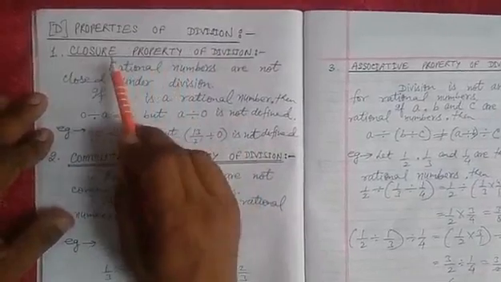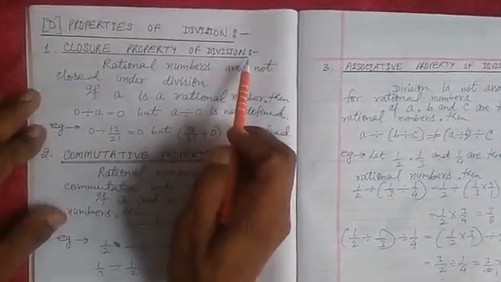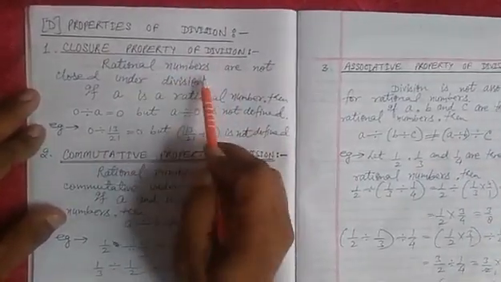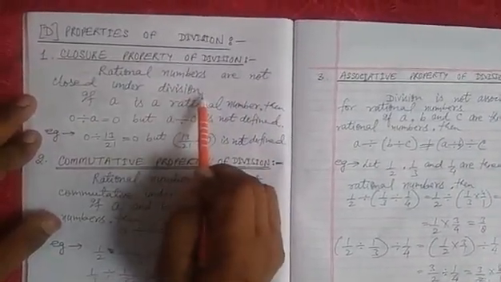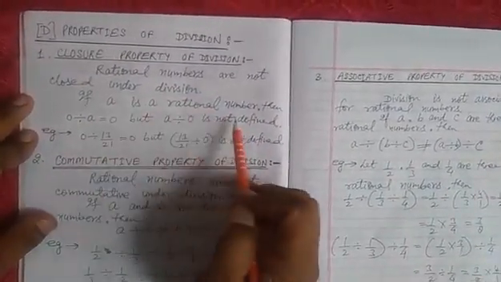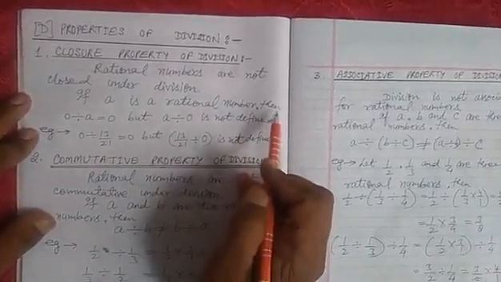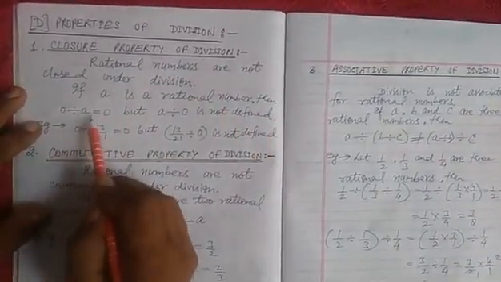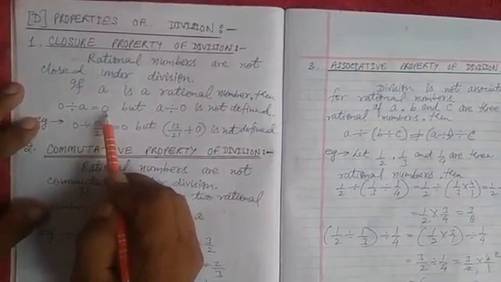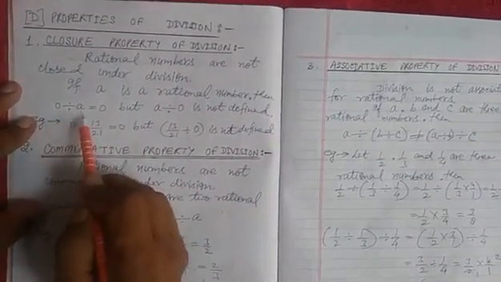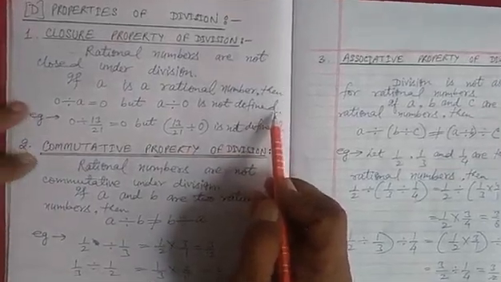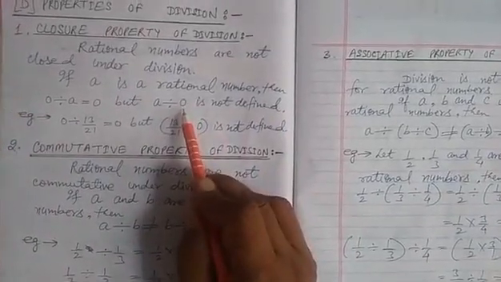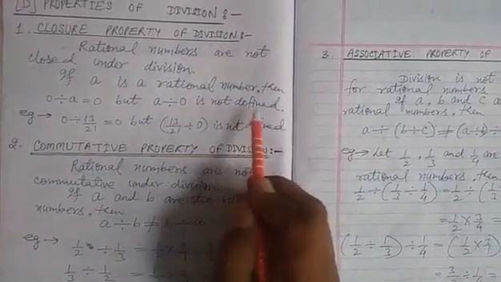First property, closure property of division. Rational numbers are not closed under division. If A is a rational number, then 0 divided by A is equal to 0. But A divided by 0 is not defined. As you know, the reciprocal of 0 is not allowed. So it is not defined.